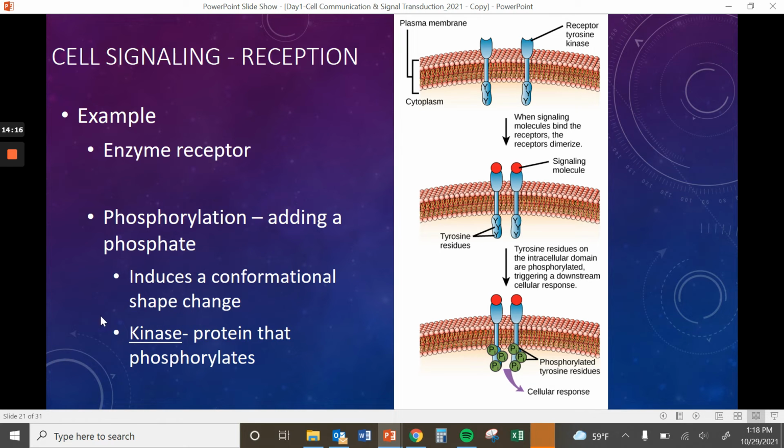One thing that will do this is kinases, and kinase is a word that just refers to an enzyme that phosphorylates something. So that's a word that we will need to know. Kinases are sometimes involved in this signal reception.